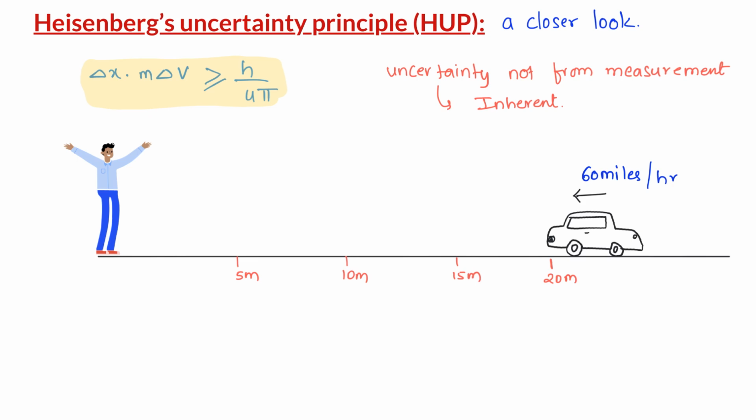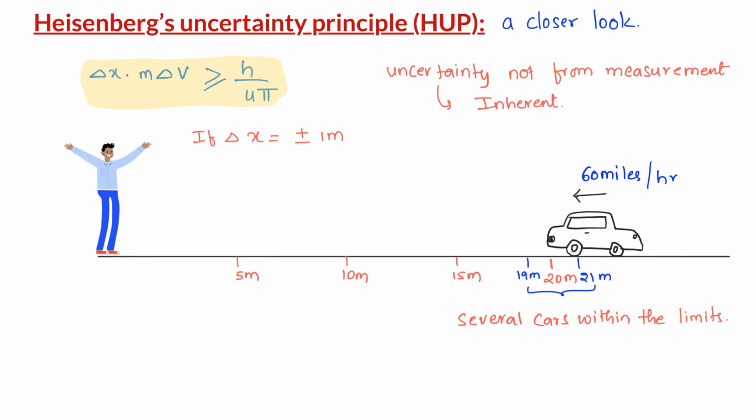For example, if we are saying that the uncertainty in the car's position is 1 meter, that means the car could be anywhere between 19 meters and 21 meters from you. In fact, according to Heisenberg, there could be several cars that can exist between 19 meters to 21 meters.